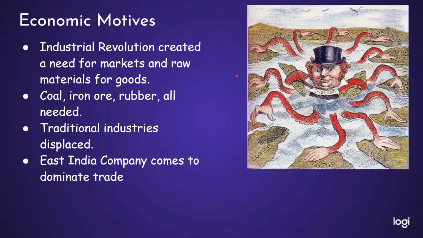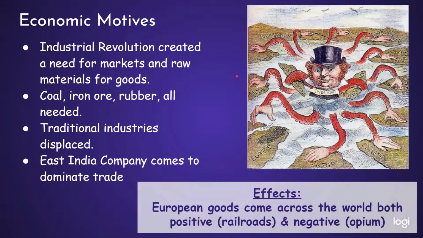Now, you may be wondering what the effects are of this. Some of the effects that we see is that European goods actually go across the whole entire world in both positive and negative ways. Positive being railroads, and the negative being opium, which is a drug that the British are actually going to spend time getting the Chinese addicted to. And we will go more into that on Friday when we get there, or if this is later on, in a couple of days.